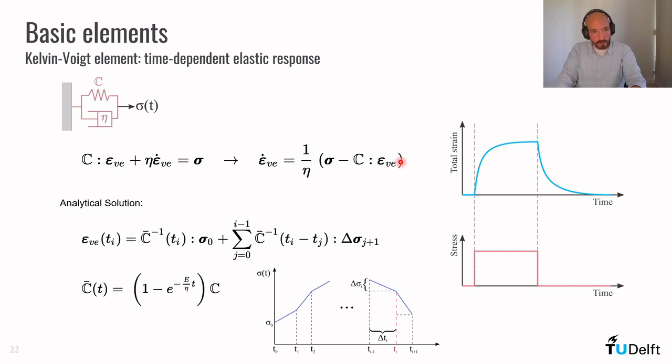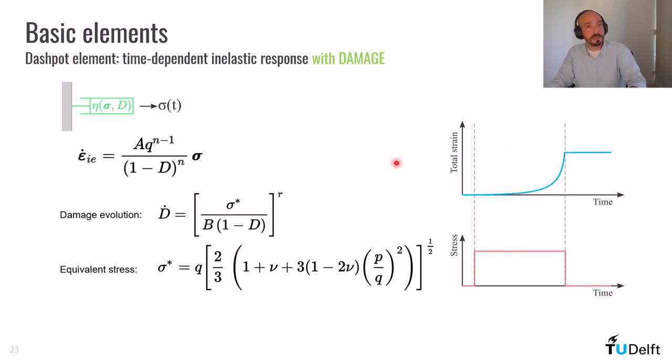Okay, let's move to the next. This is the dashpot that describes damage evolution. And just like any other dashpot, we can think of the strain rate as 1 over viscosity multiplied by stress. And 1 over viscosity is given by this expression here. So you can think about this expression as 1 over viscosity of this dashpot.